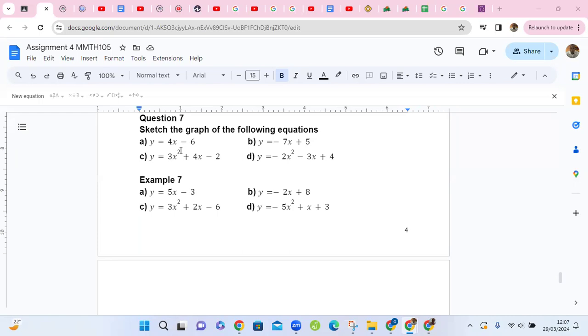Quadratic is 2. Now, basically, we are going to use an online software to do that. Very simple. So let's start with A.